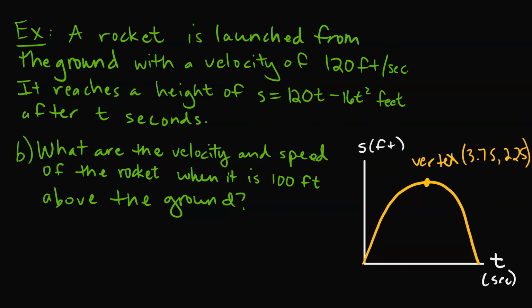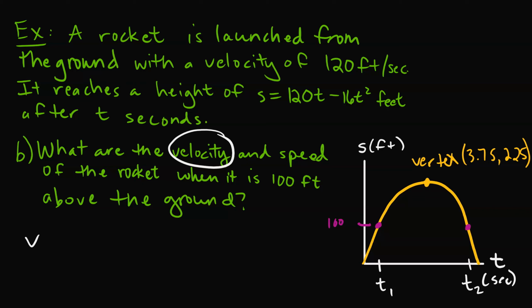The next question we want to ask is, what are the velocity and speed of the rocket when it's 100 feet above the ground? So let's see, the vertex is 225 feet above the ground, so we can estimate that 100 feet is about right there. But in particular, the rocket hits 100 feet two different times. It hits it on the way up and then again on the way down. So we're going to need the times for that to happen. We can call that T1, we'll call that T2. But first, let's go ahead and find our velocity function, and then we'll talk about the connection between velocity and speed.